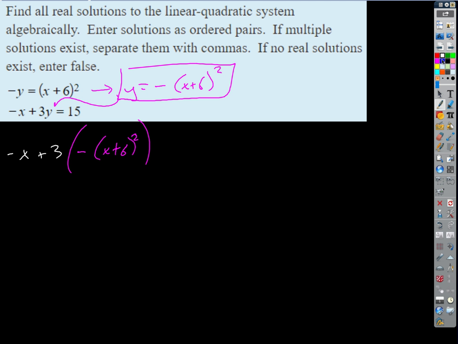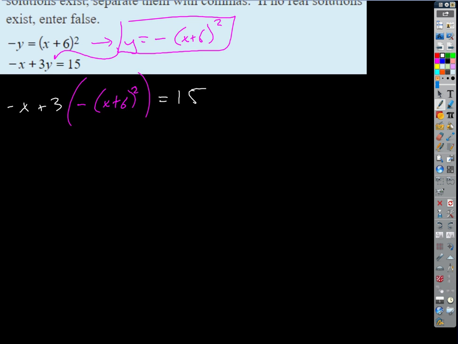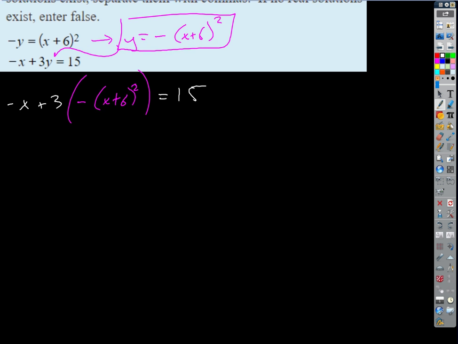Okay? And that whole thing is equal to 15. So now all I've got to do is simplify this, right? So I'm going to follow order of operations again. So what's the first thing I've got to do? Well, it's PEMDAS.